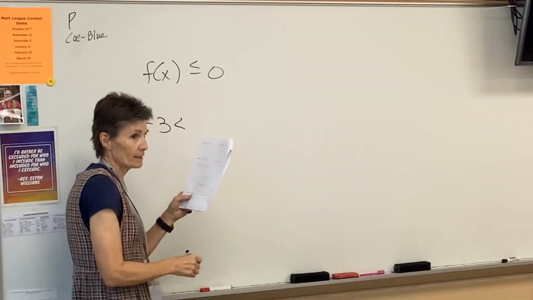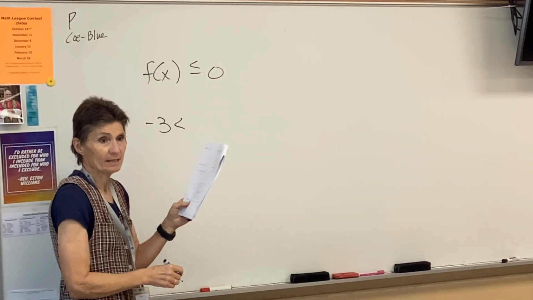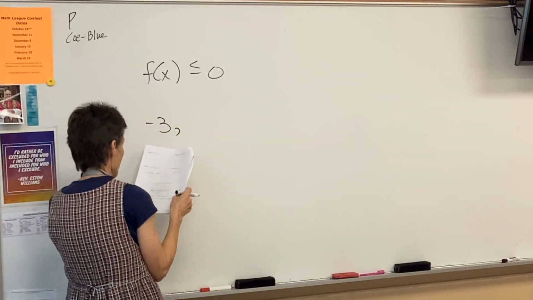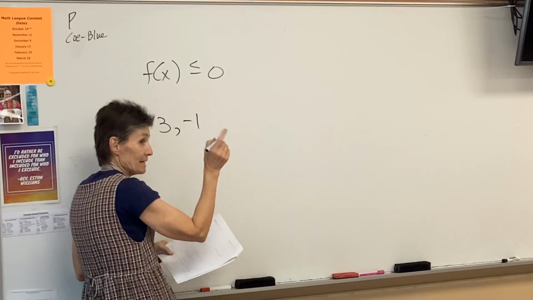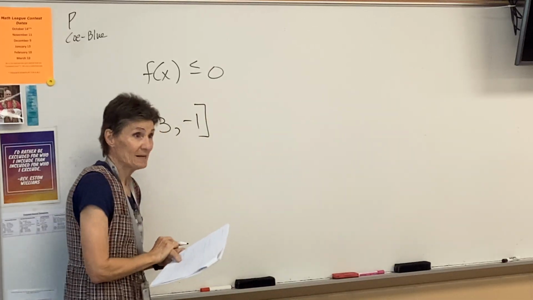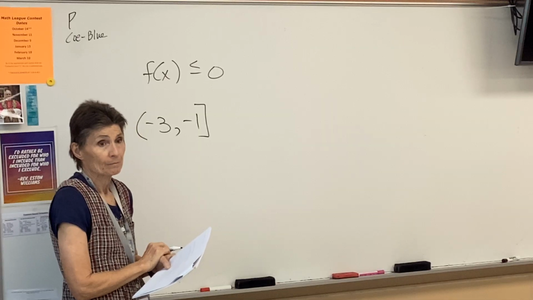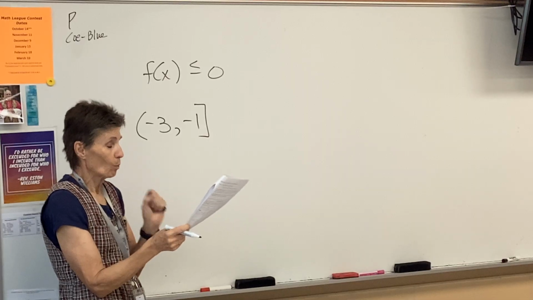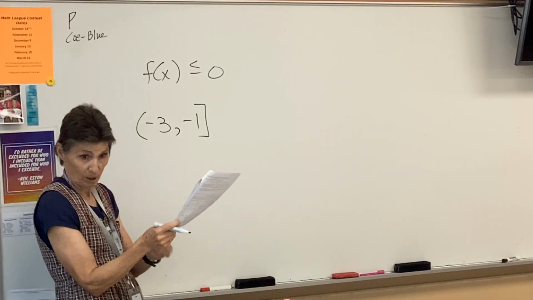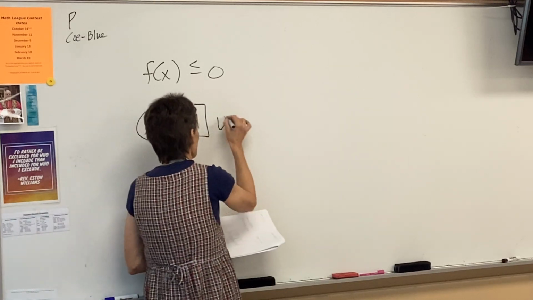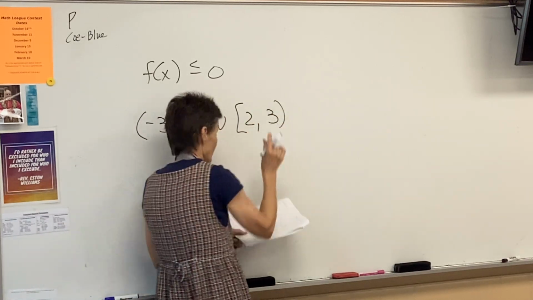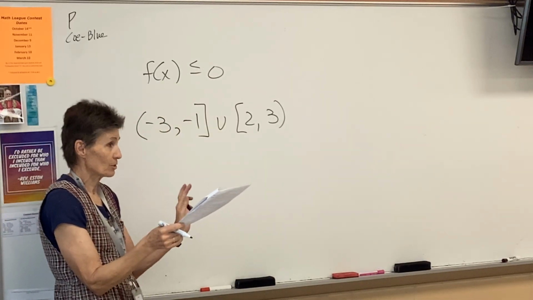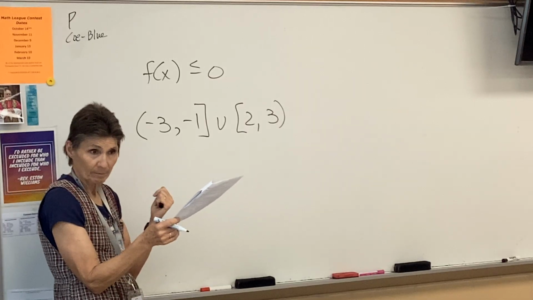-3. Not included because that is an asymptote, right? Stopping where? -1. That is included. So my first piece of the answer is this. Are there any other places where we are touching the x-axis or below it? 2 to 3. And again, 2 can be included, but 3 cannot because 3 is an asymptote. Those are cannot be's, we don't touch those. Is that okay with everyone?